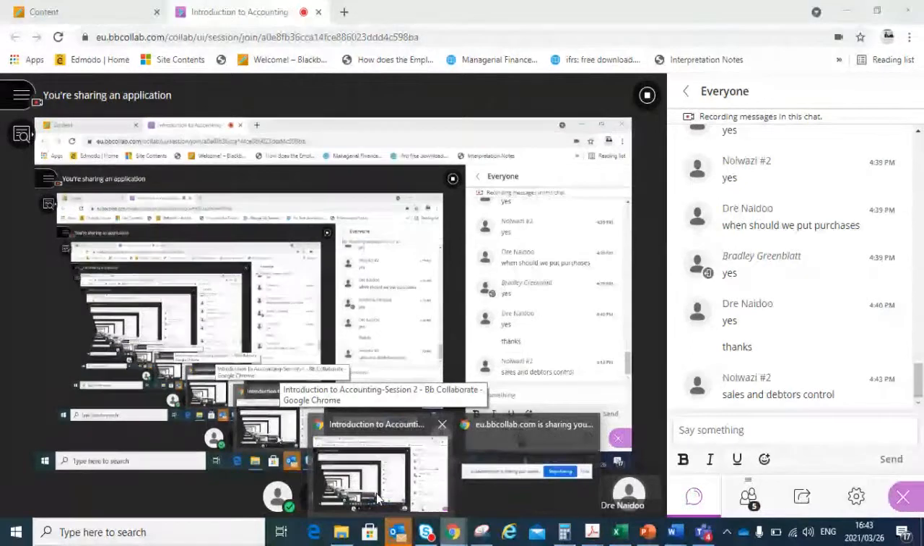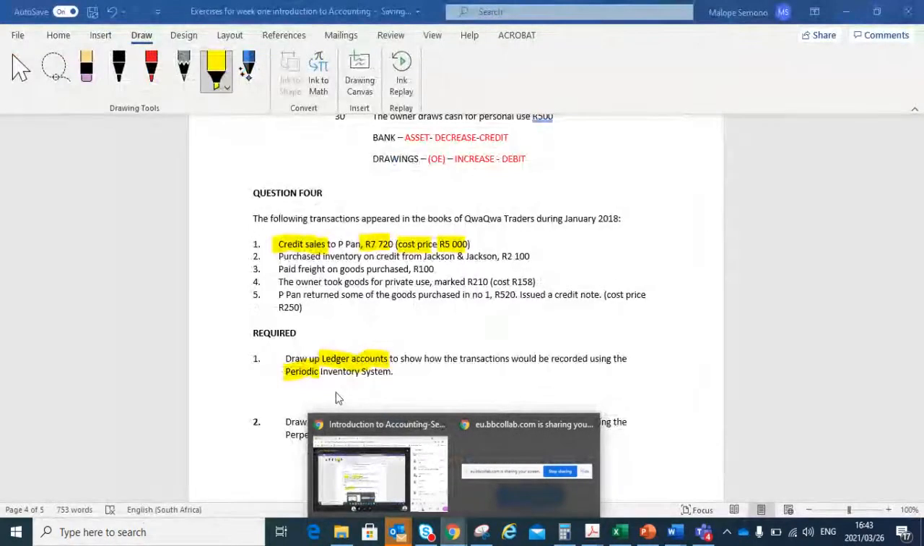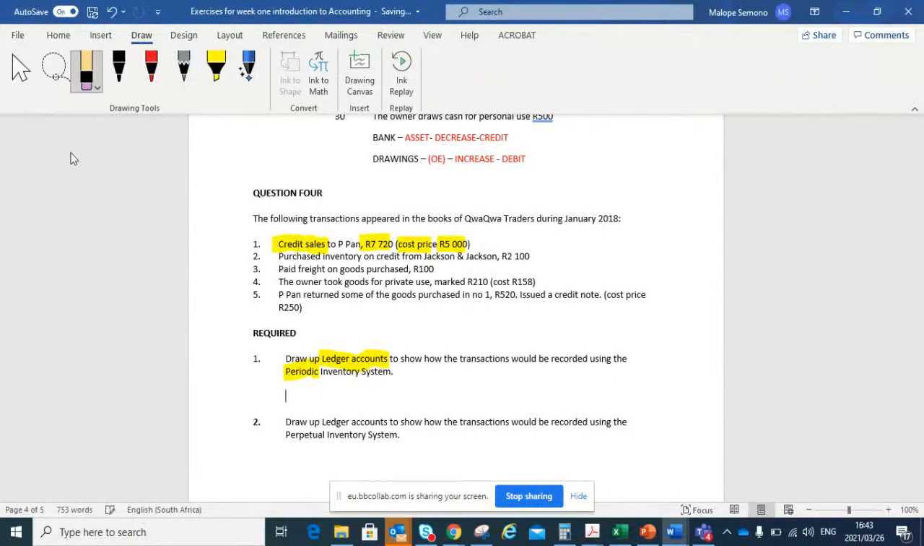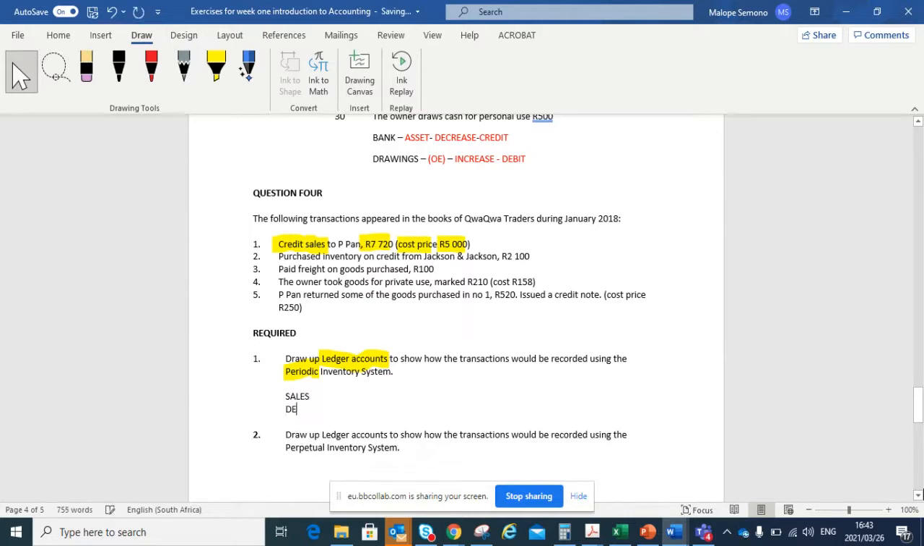Sales and debtors. Thank you. Nolwazi, I'm gonna say sales and debtors control. Please quickly show me.